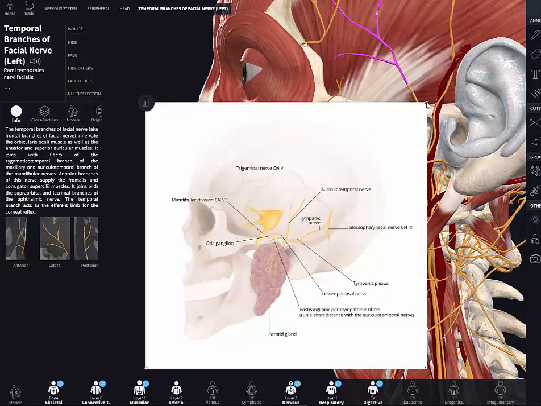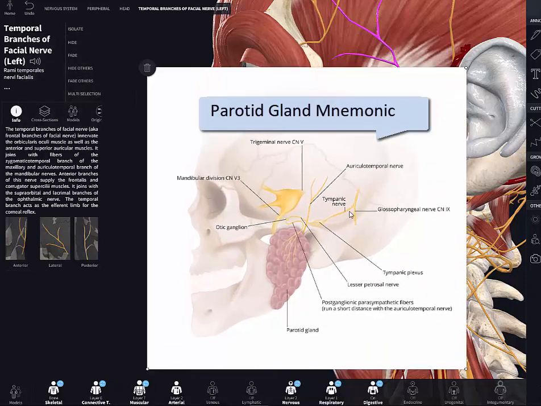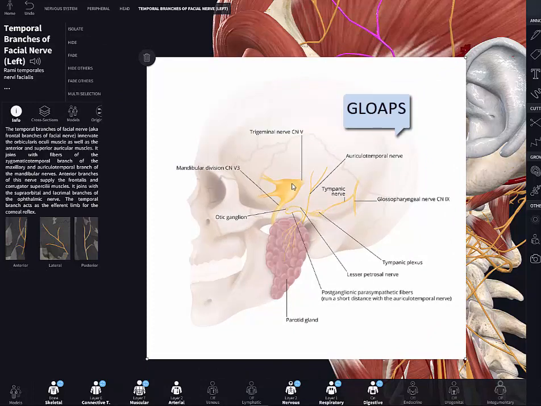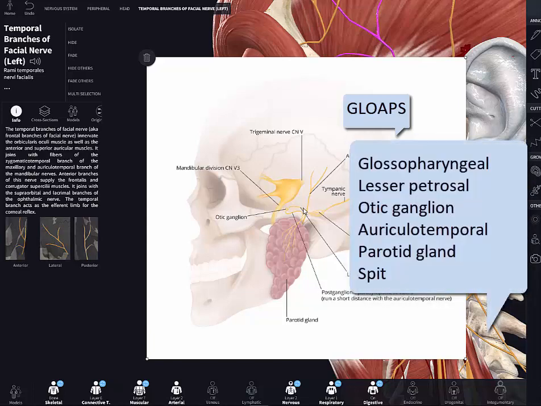So let's have a look at this diagram again. And the mnemonic, which is going to show up on your screen, is going to be GLOAPS, G-L-O-A-P-S: glossopharyngeal, lesser petrosal, otic ganglion, auriculotemporal nerve, P for parotid gland, and S for spit.